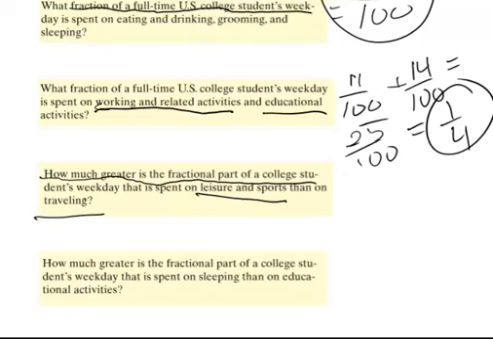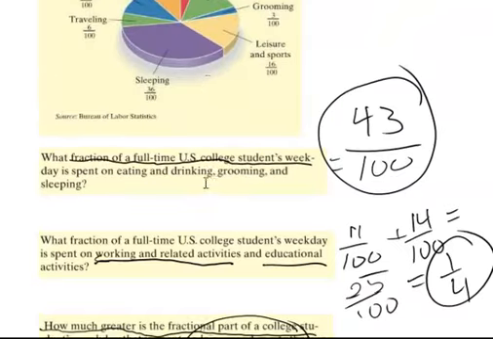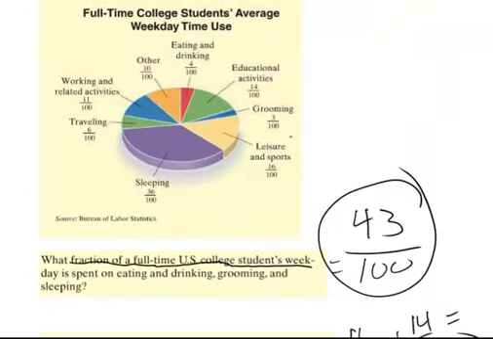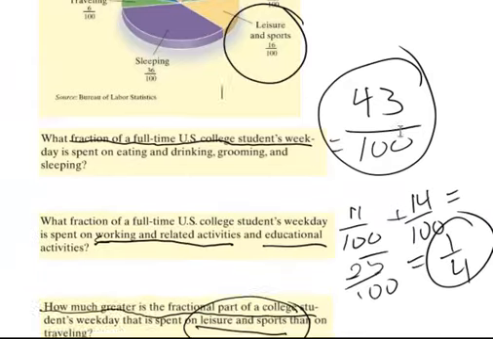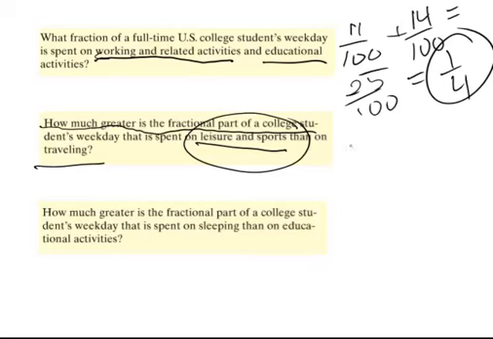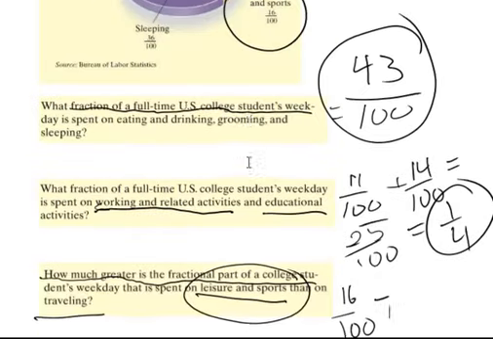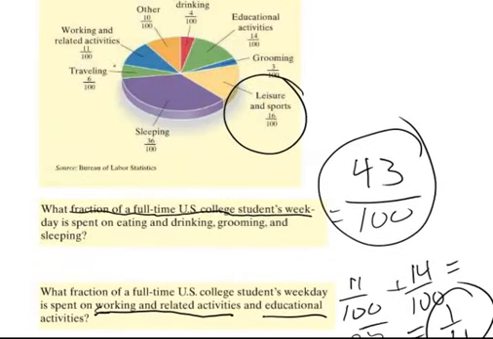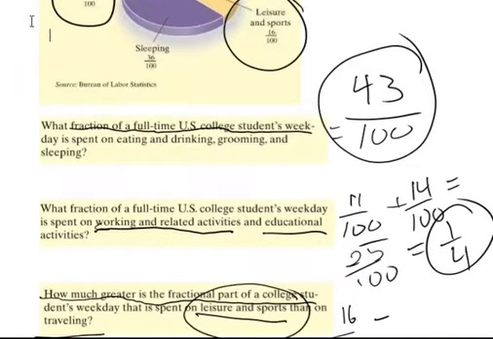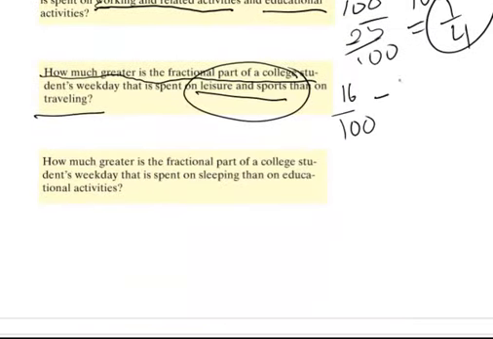When it's asking me how much greater is one number than another, it's telling me I'm going to subtract. So I'm going to look for my first number here, leisure and sports. So I'm going to scroll back up to the top. Leisure and sports is right here. That's 16 over 100. So I'm going to write down that number. So I have 16 over 100, and I'm going to subtract the number I spent on traveling. Well, traveling is over here, which is 6 over 100. So I'm going to bring this back down. I'm going to put 6 over 100. When I subtract those numbers, that's going to leave me with 10 over 100, which I can reduce to 1 over 10.